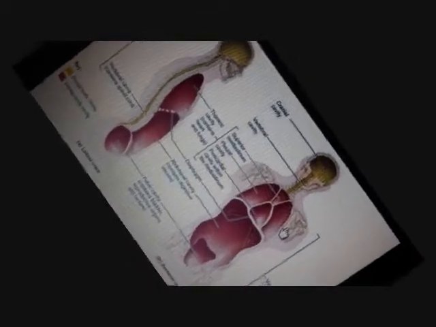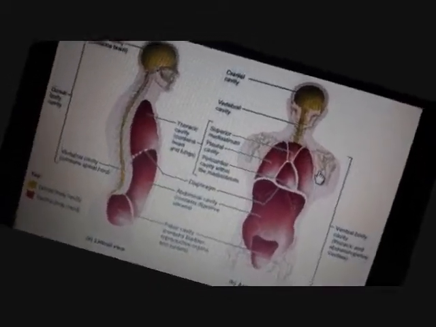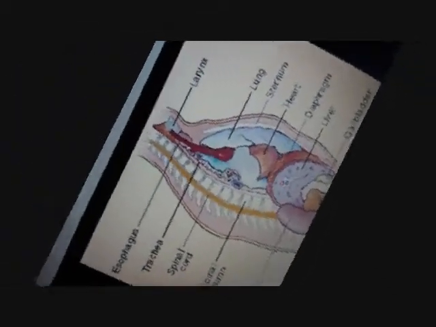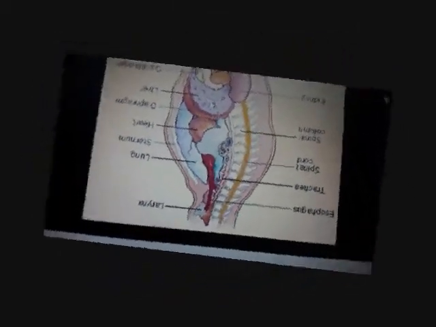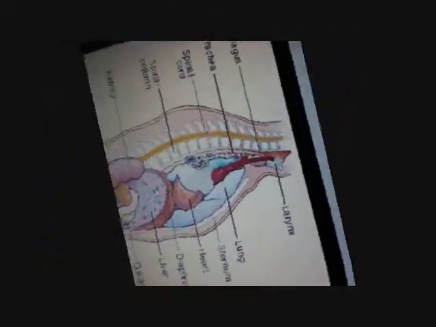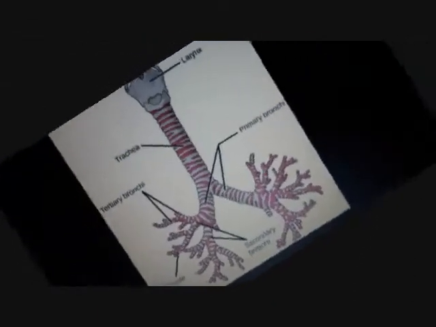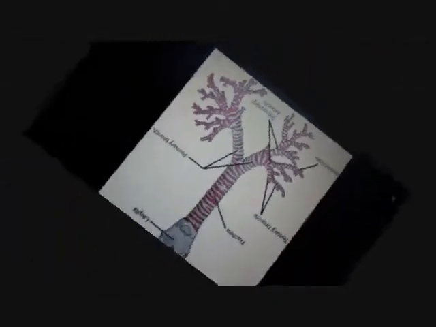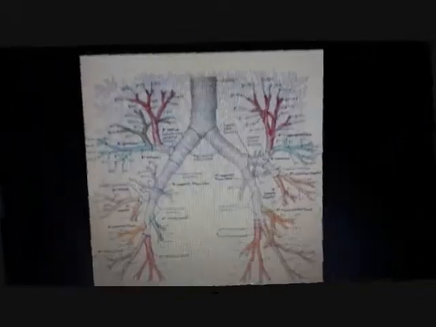Okay, so in the thoracic cavity, you know you got the lungs. You know you got the heart. You know you got the trachea. Now you know you got the esophagus. The 5th thing, most important thing, is the thymus. Which structures join the lungs to the trachea? You have the bronchi.